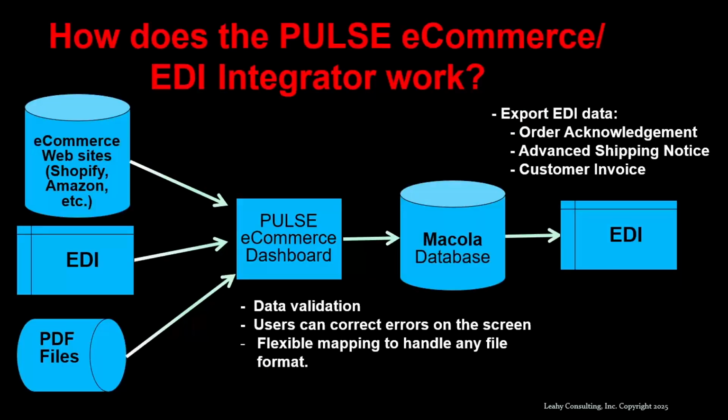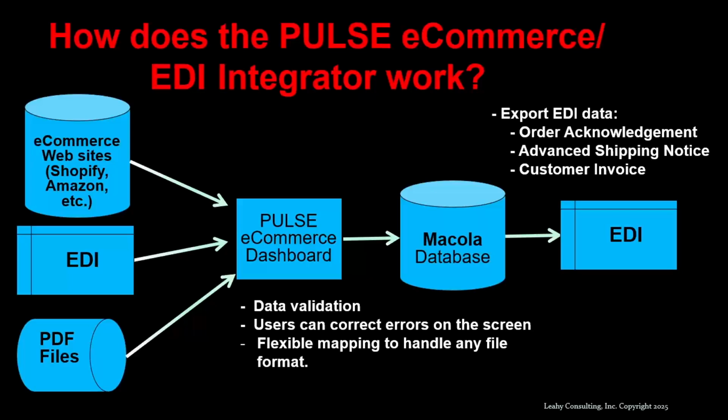This chart is designed to show you basically how our software works. You can see in the middle that there's data validation going on. Since we are in the dashboard business, we do not just shove data into Macola. It has to be edited. So for example, our Pulse e-commerce software replicates 100% of the editing that Macola goes through when an order comes in: everything to do with the customer number, the item number, pricing, terms, and so on.